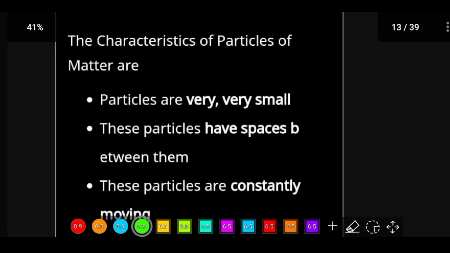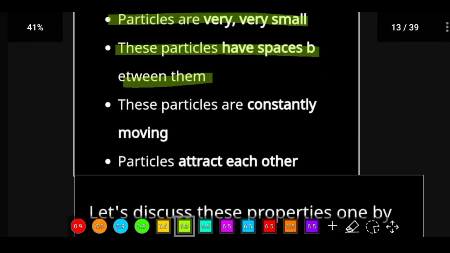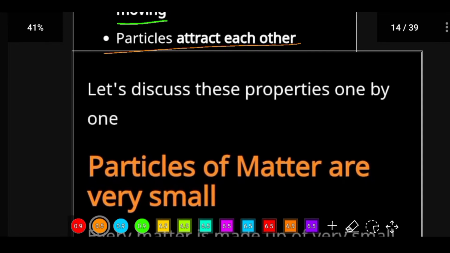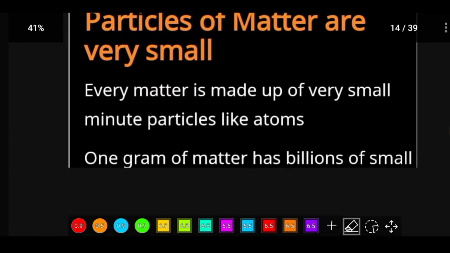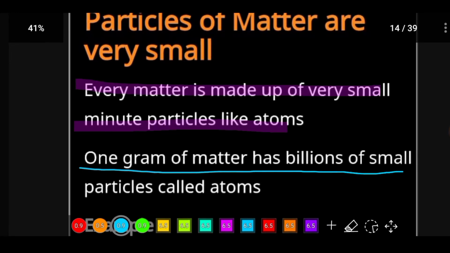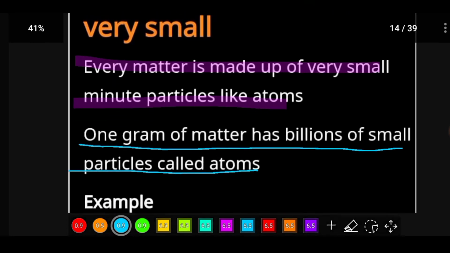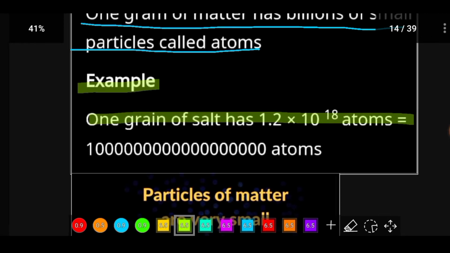Characteristics of particles of matter. Particles are very small. These particles have space between them. These particles are constantly moving. Particles attract each other. Let us discuss these physical properties one by one. Particles of matter are very small. Every matter is made up of very small minute particles like atoms. 1 gram of matter has billions of small particles called atoms. Example, 1 grain of salt has 1.2 into 10 to the power 18 atoms.